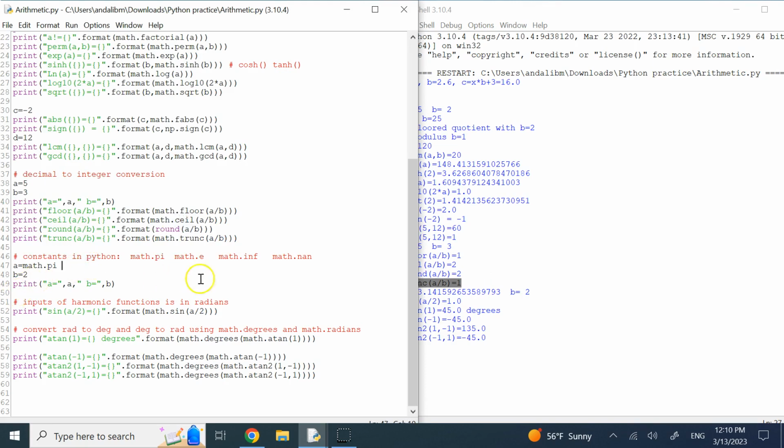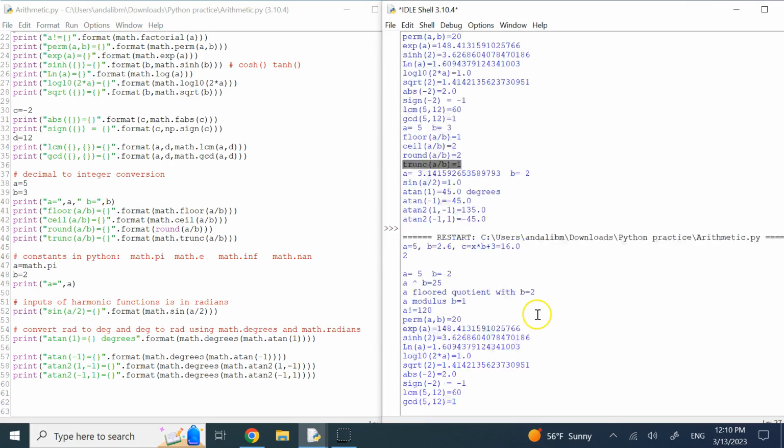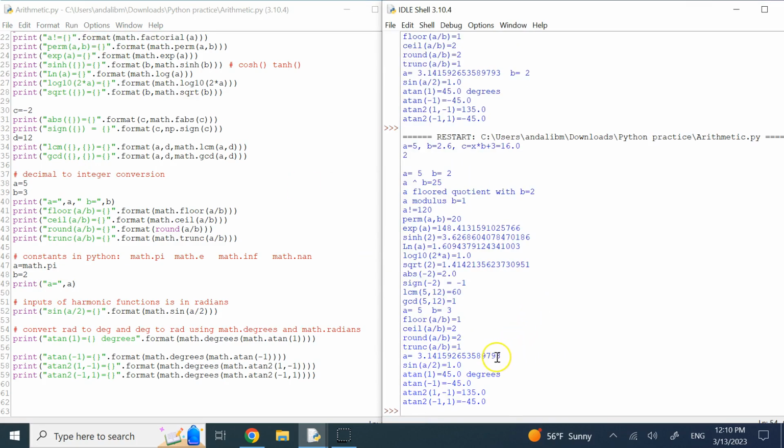About constants, there are several important constants that you can use in the math module. One of them is pi, the other one is Euler number, the other one is to define infinity, and the other one is nan, which is not a number. So here I can define pi, and then I can define 2, right? And I can show you all of them, or I can just show you a, for example. So let's just go ahead and show you pi.